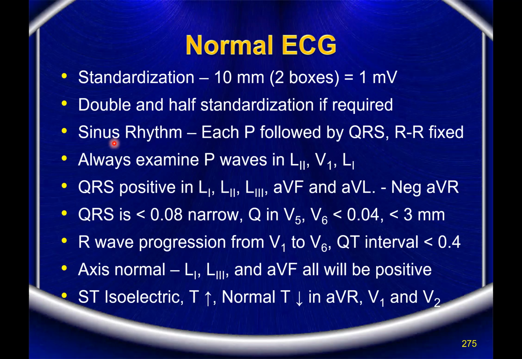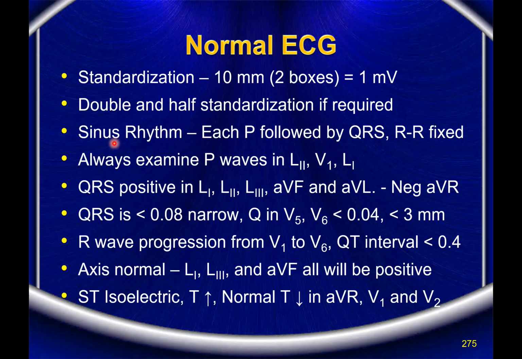QRS less than 0.08, that's another important thing. The duration of the QRS is not wide; it is a narrow QRS. QRS in V5, V6: its duration is less than 0.04, and if at all there is a Q, it's not a pathological Q. R wave progression, I have told you.